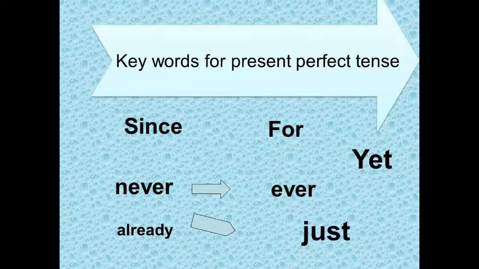The birds have flown away. My pet parrot has flown away. Also, we can use keywords. For example, since, for, never, ever, yet, already, just. Now, let's watch some examples about this.